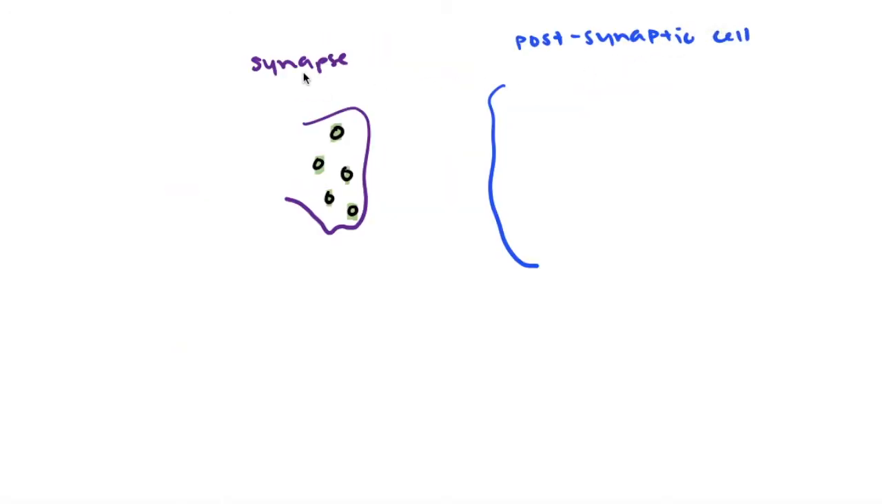When an action potential reaches the axon terminal, it causes the neuron to release chemicals called neurotransmitters, shown by the green dots. These chemicals diffuse across the synaptic cleft, which is just the space between the synapse of the presynaptic neuron and the postsynaptic neuron. Then the neurotransmitters bind to the receptors located on that postsynaptic neuron to trigger an action potential in that cell. The cycle continues until the information reaches its destination.